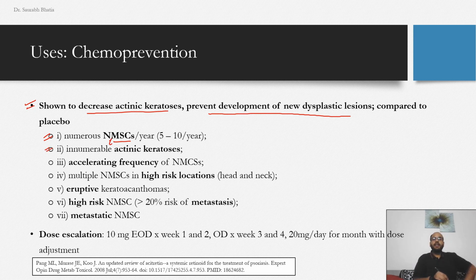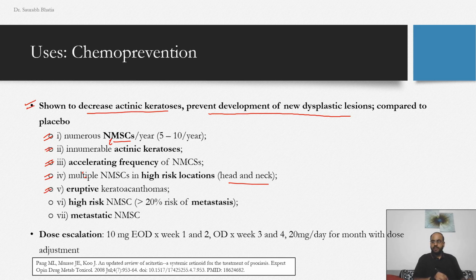Second is innumerable actinic keratosis. That means multiple, widely spaced apart actinic keratosis. So it's a good idea to give acitretin. Accelerating frequency of NMC. That means the rate of development of NMCs is increasing. Multiple NMCs in high risk locations like head and neck, which will continue to get sun exposure, you may use acitretin as a chemopreventing agent.